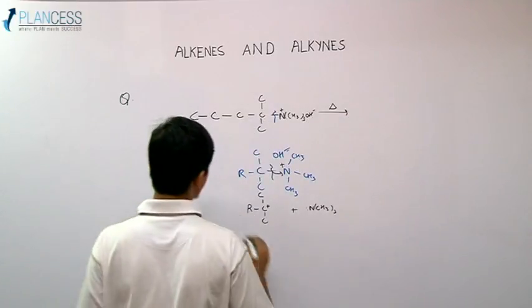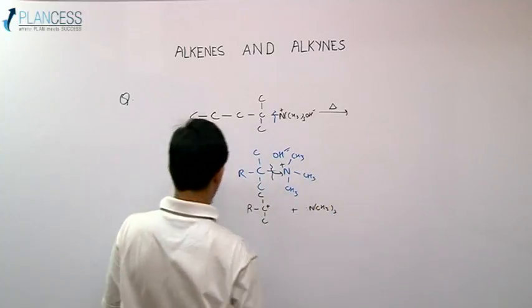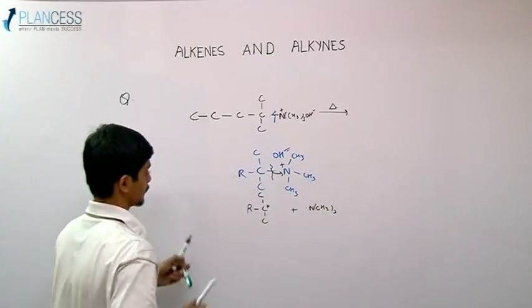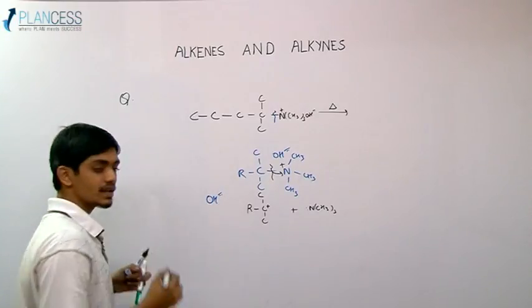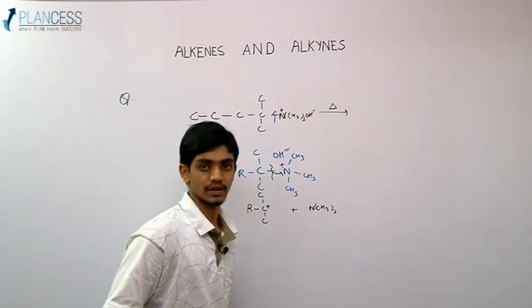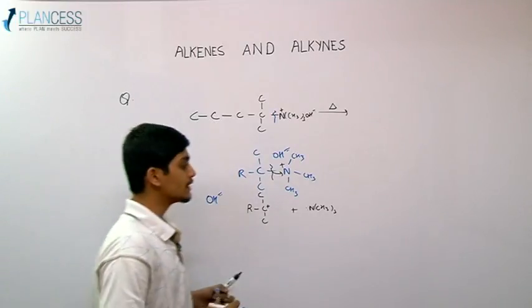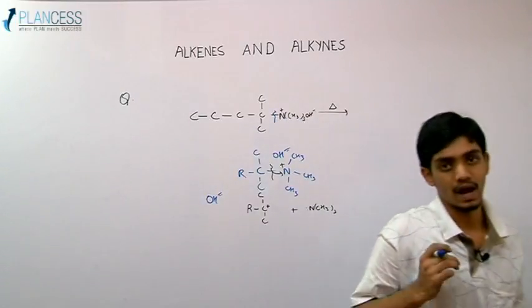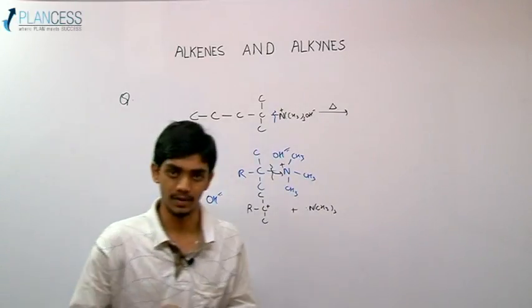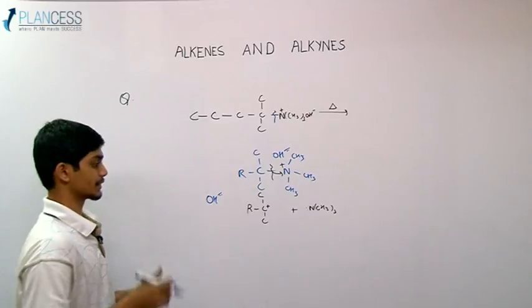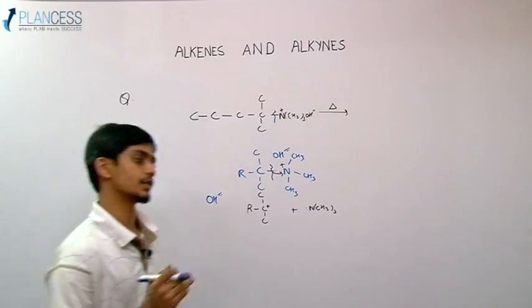What we can do is use this OH minus. So if we use this OH minus over here, which can act like a base, and even heat is provided, so we have ideal conditions for the formation of an alkene. And now tell me, what is the alkene that will be forming? Whether it will be according to the Saytzeff rule or the Hofmann rule.